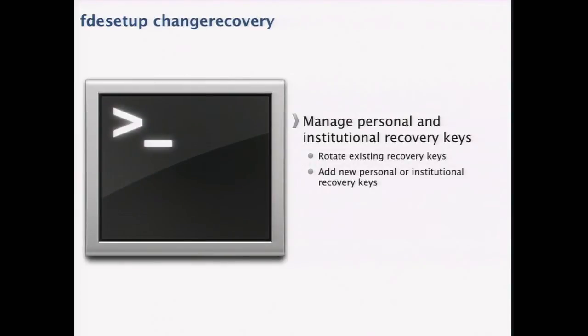fdesetup in Mavericks adds the new ability to change, add, and remove both personal and institutional recovery keys. Now, this gives MacAdmins much greater ability to manage recovery keys, including the capability to quickly update or remove compromised personal or institutional recovery keys in the event of a data breach or other problem. This is huge. And the reason is that if previously you had an institutional recovery key get compromised, you'd have to go get all the Macs that use that institutional recovery key, bring them in, decrypt them, swap out the institutional recovery key, re-encrypt them, send them back out. I don't know about you, that sounds like a pain.